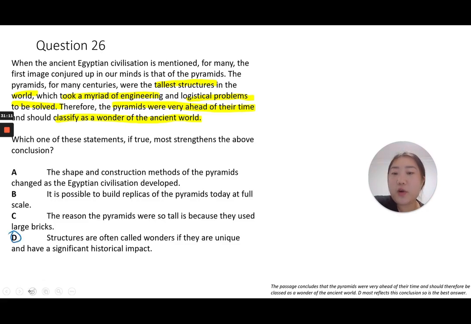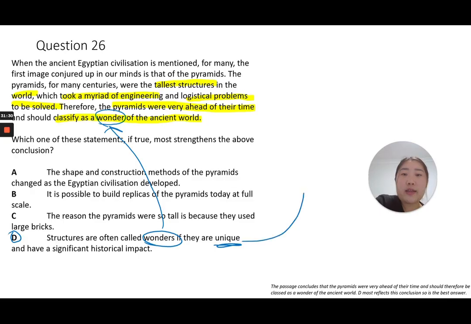Structures are often called wonders if they are unique and have a significant historical impact. Why is that relevant? It is the only option that directly mentions this term wonder, which was part of the main conclusion. And structures called wonders are if they are unique. Unique means one and only, and that is obvious with this one. Tallest, the superlative, is suggesting it's the most or the best.